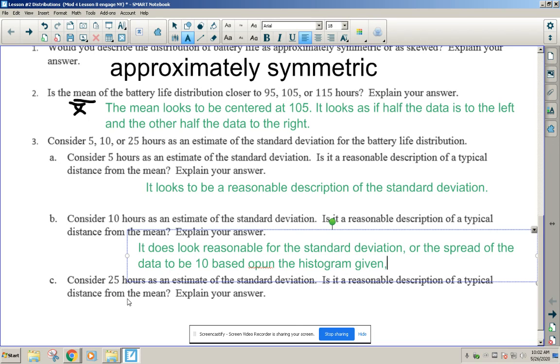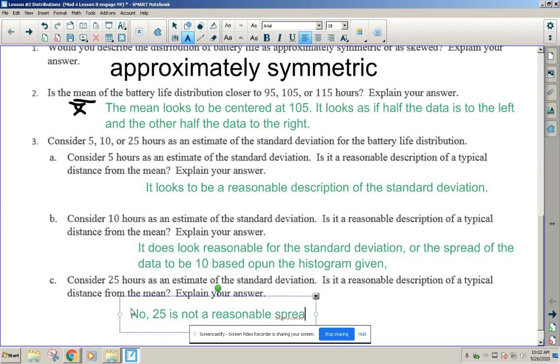Now, the next thing is consider 25. Is 25 reasonable? No. 25 is not a reasonable spread of this data. It's too big. It doesn't seem to make sense compared to the picture they gave us.